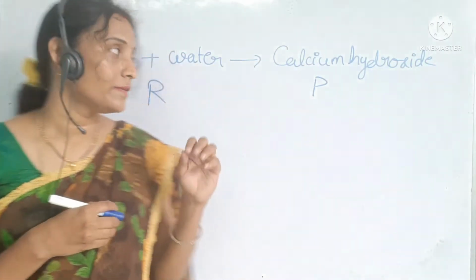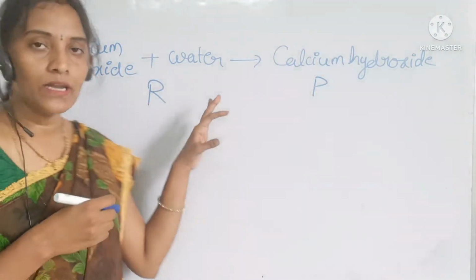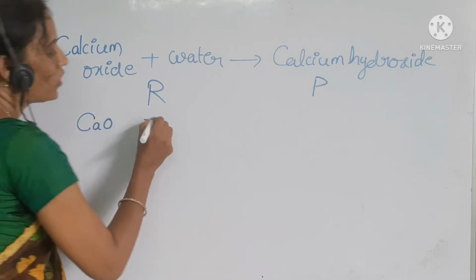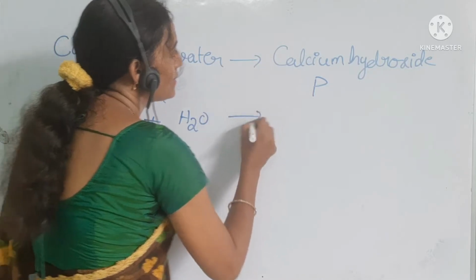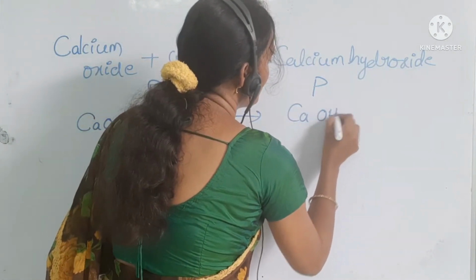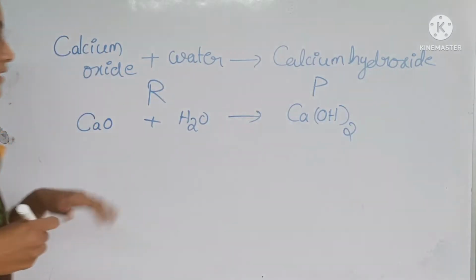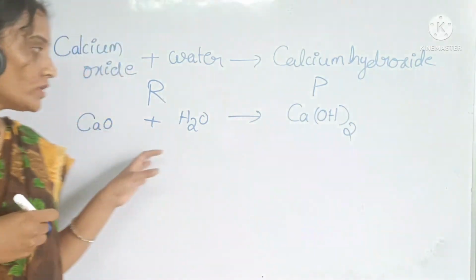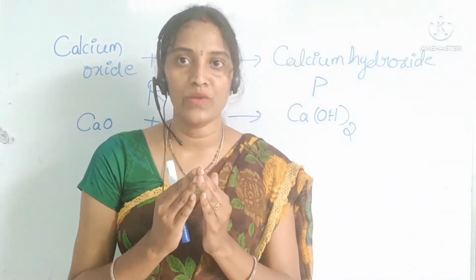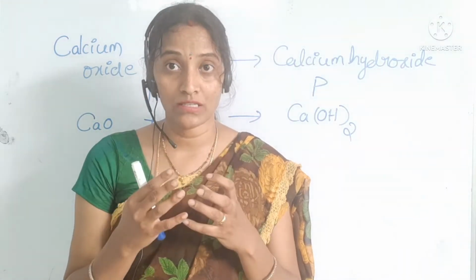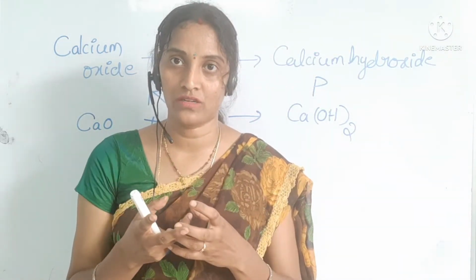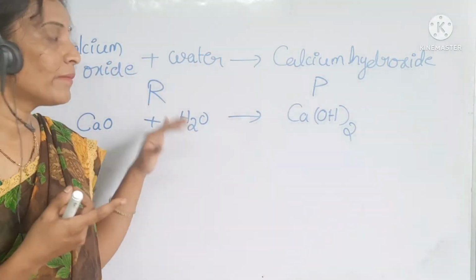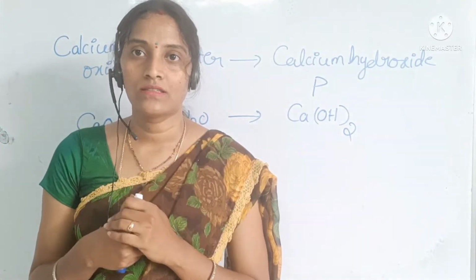Okay, see here. You can take the chemical formulas of these substances: calcium oxide, CaO; water, H2O; and calcium hydroxide, Ca(OH)2. So this is the chemical equation using their formulas. By using their formulas, we can make the chemical equation concise and more precise, and it gives you more information and is accurate also. So this is the chemical equation of a chemical reaction.